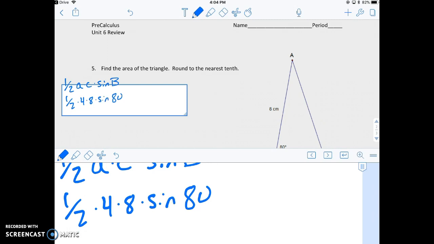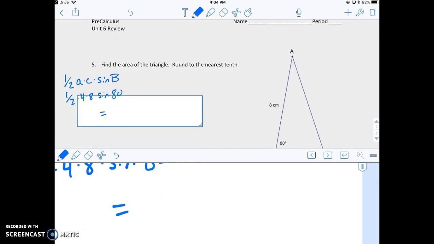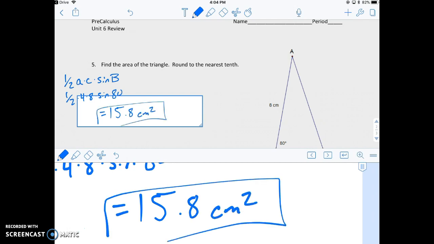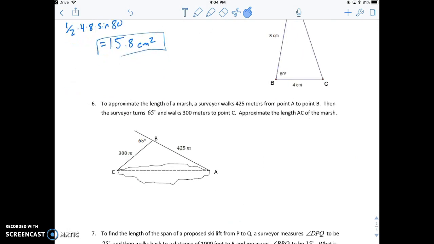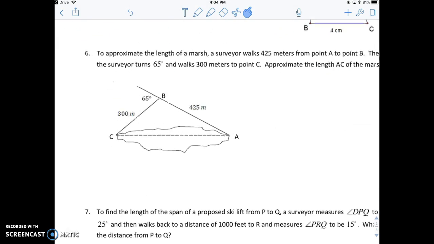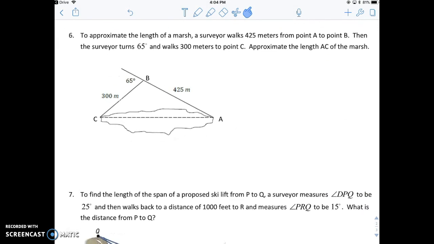I put this in a calculator. This is equal to 15.8 square centimeters. Right. And then question number 6 is a word problem. It asks us to find the approximate length of the marsh, between point A and point C.